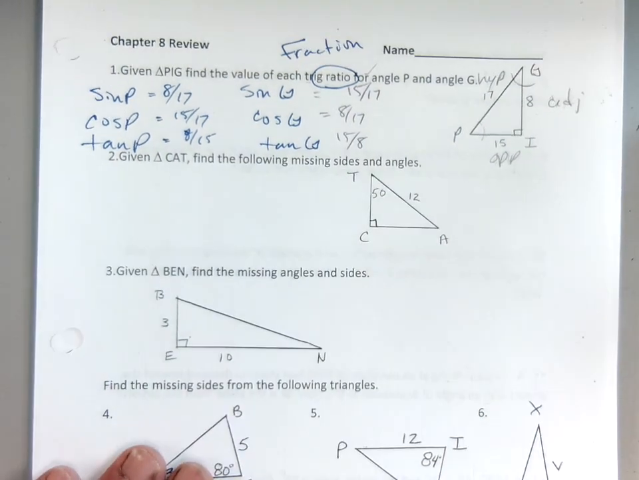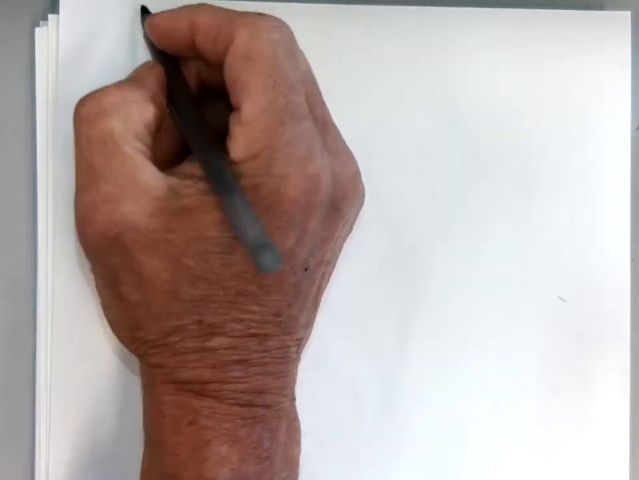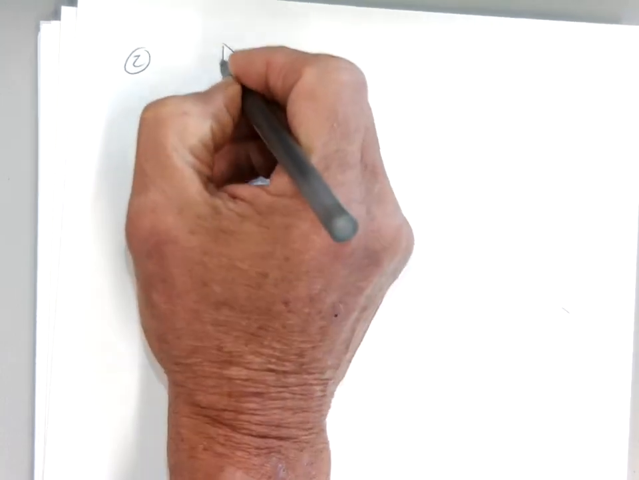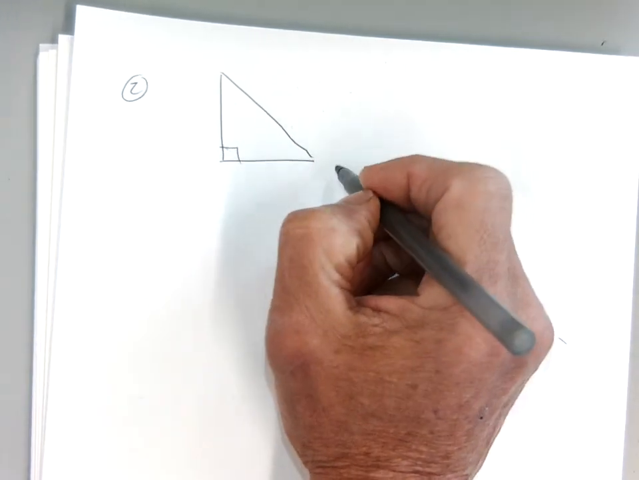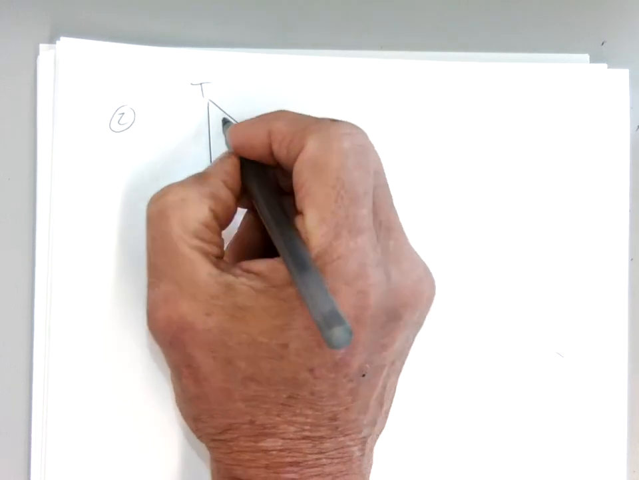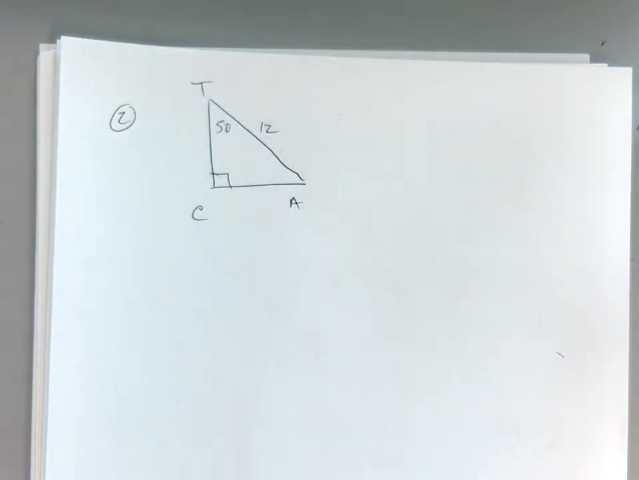Probably not enough room to do all of this on this sheet, so I'm going to do it on a separate sheet of paper. Number 2, I'll draw my triangle out real quickly like this, and it is triangle CAT. I have a 50-degree angle here, and that's 12.